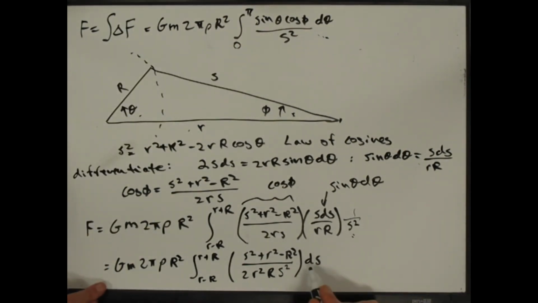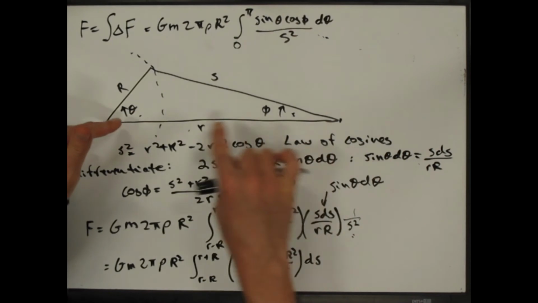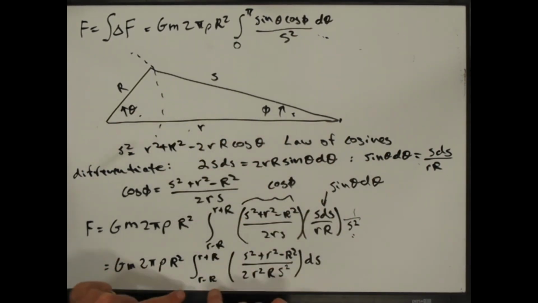And now I've got an integral that instead of going from theta equals 0 to pi, it goes from s equal to little r minus big R to little r plus big R when it's on the opposite side of the circle. And so I have an integral that's going from r minus big R to r plus big R of ds, where I've combined terms here.